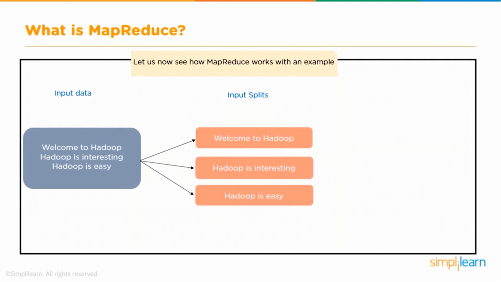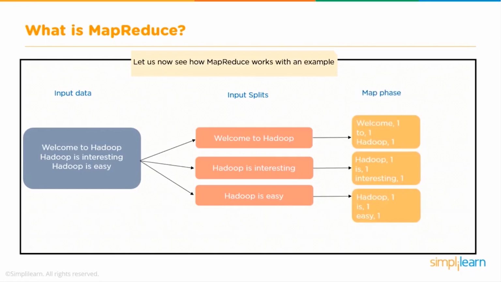So imagine this file is split, and then you have welcome to Hadoop as one split, Hadoop is interesting as other split, and Hadoop is easy. So these are the input splits which will have to be worked upon by your mapper function. So your mapping phase, where your mapper function would work on each split, would consider every line as a record. Now remember, Hadoop has different formats. So the default format is text format. However, Hadoop supports your input format in different ways.